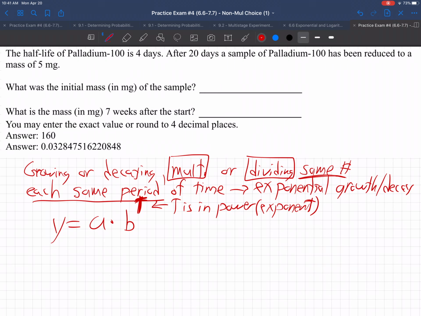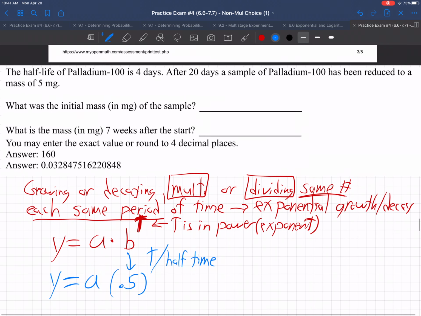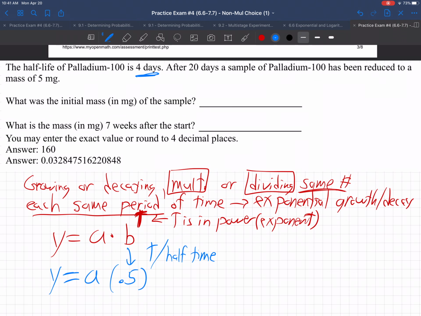Okay, so this is exponential. Our formula is y equals ab to the t, but specifically we know that it's halving. So this is going to be 0.5, a half, to the t divided by the half time. Like how long it takes to cut in half. That's how you always set up a half-life formula. Just like for doubling, we make the base 2 to the t divided by the doubling time. For halving, we make the base 0.5, that's half, to the t divided by the half time. And what is the half time? Every 4 days. So that's the half time.